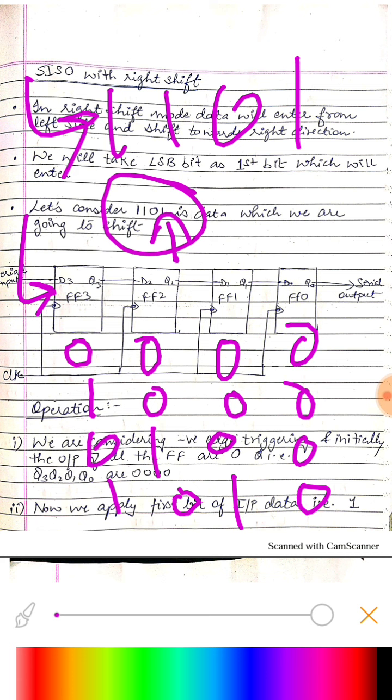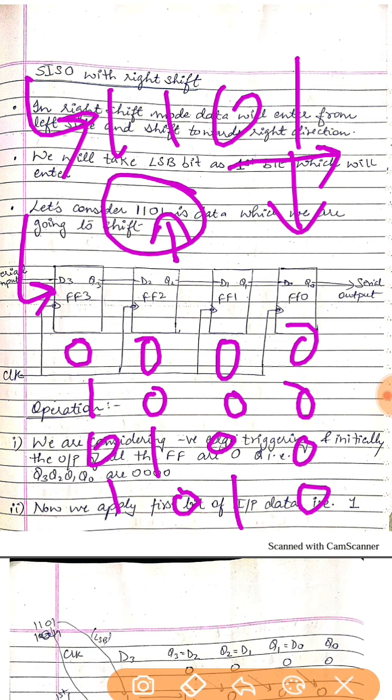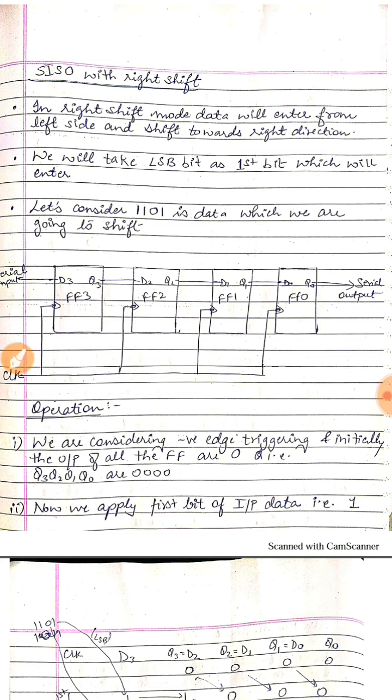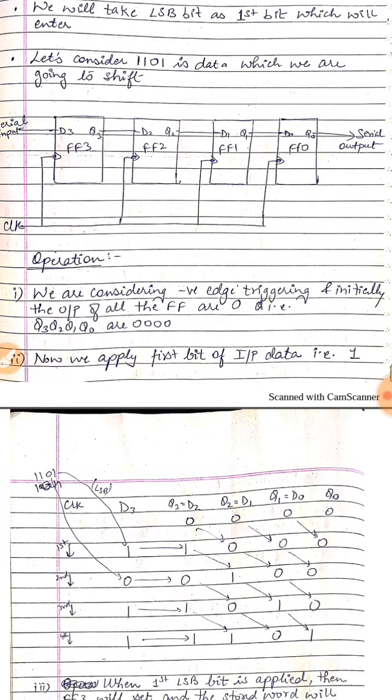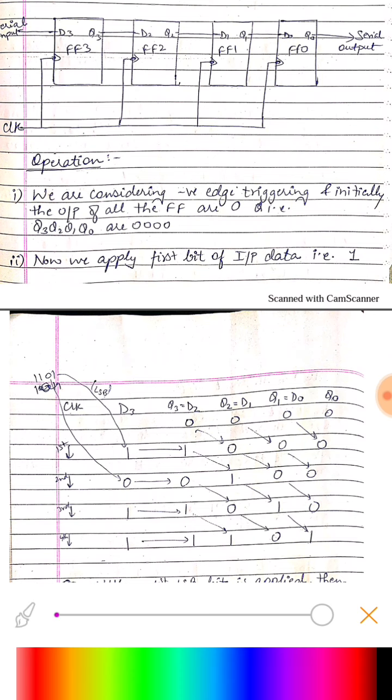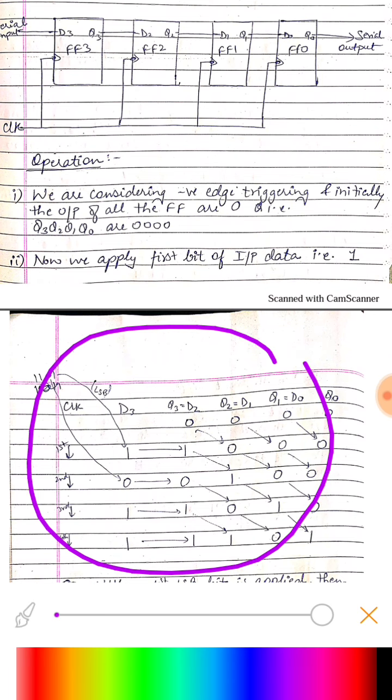So the LSB is coming first into the shift register, and it will come out if we put another bit into the shift register. So data is getting into the shift register serially and getting out of it serially as well. So this is how the right shift will go on. We can also see the same in this.